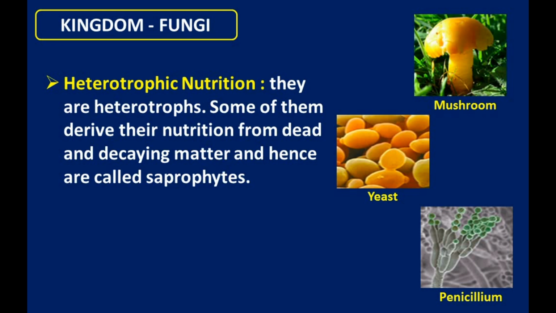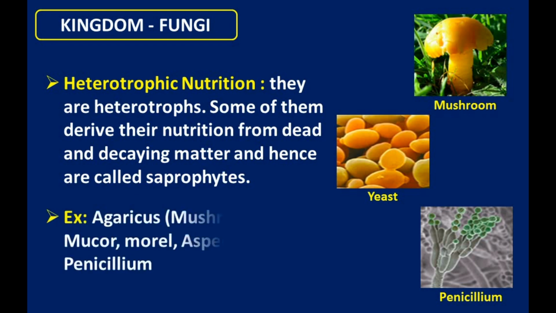Some of them derive their nutrition from dead and decaying organisms, so they are called saprophytes. They depend upon dead and decaying matter of organic material. So this type of fungi are known as saprophytes. Examples of fungi are agaricus, मशरूम कहते हैं हम इसको, yeast, mucor, morel, aspergillus and penicillium. These are the examples of fungus.